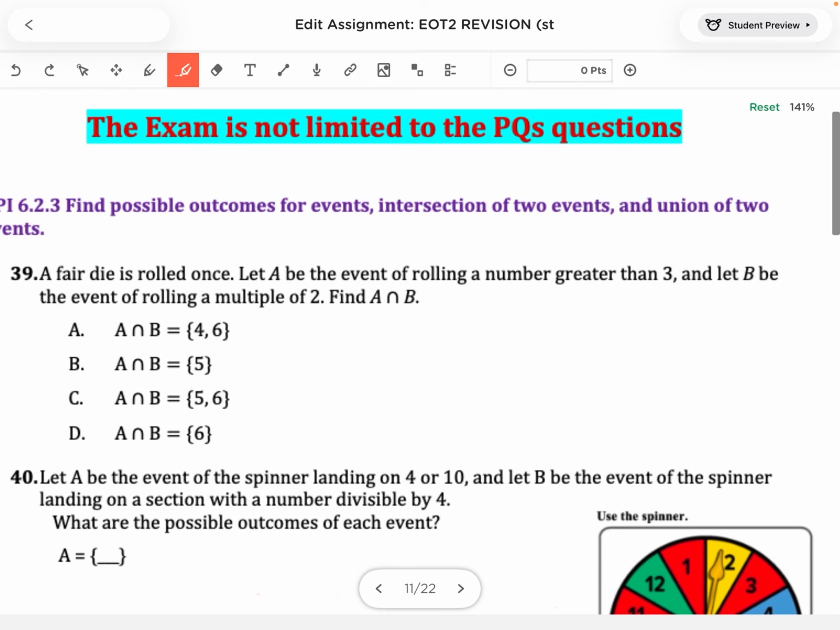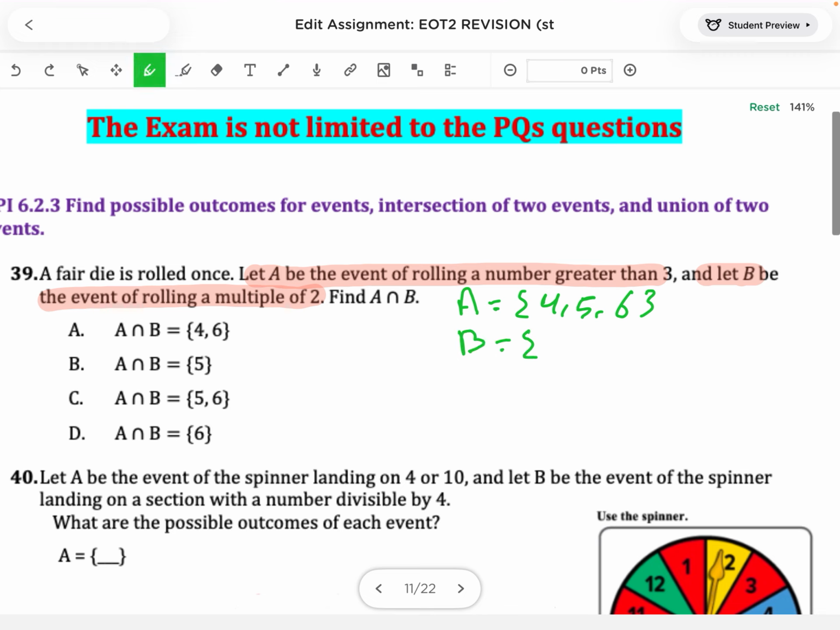Rolling a die, let A be a sample space with number greater than 3. So A will be 4, 5, and 6. Will it be a multiple of 2? So B will be 2, 4, 6. You have to remember this. Prime, composite, even, odd, multiple, factors. We must know these words. Now we need the intersection A, intersection B, so we need the common, which is 4 and 6. So the answer is A.